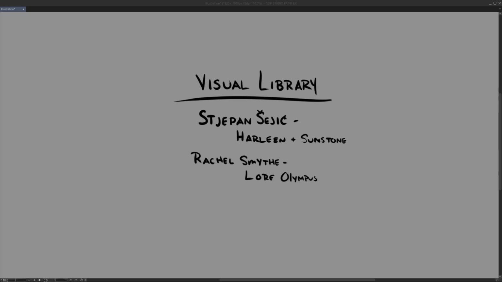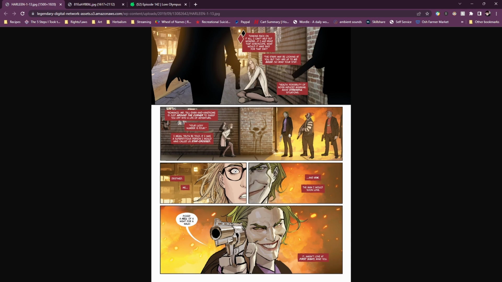So the first one that I'm going to be talking about is Harleen by Stepan Sejic, and I'm sorry if I mispronounced the name. I have two different pages that I've picked up. The first one that I'm going to be showing is this one here. It's a pretty standard layout, but what makes it work well is showing the dichotomy between her fear and his kind of arrogance and excitedness at making her feel that way.